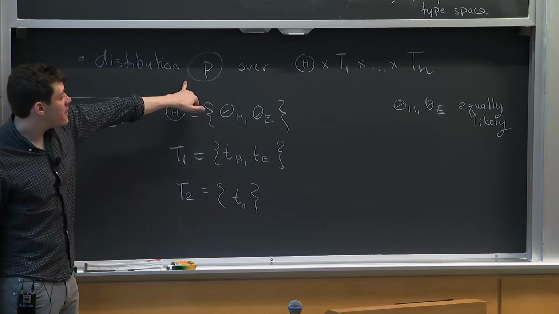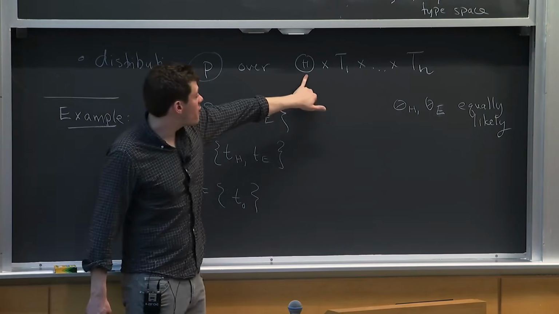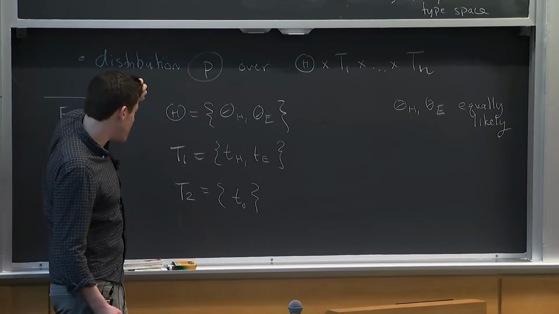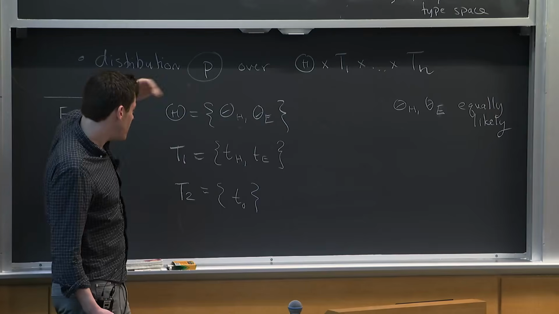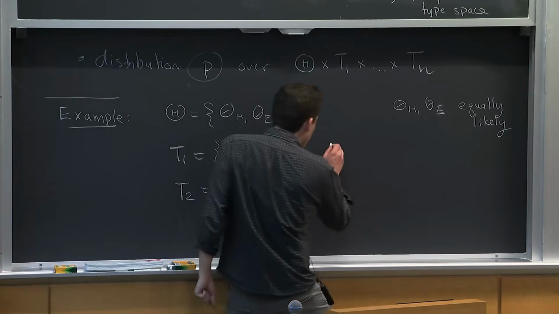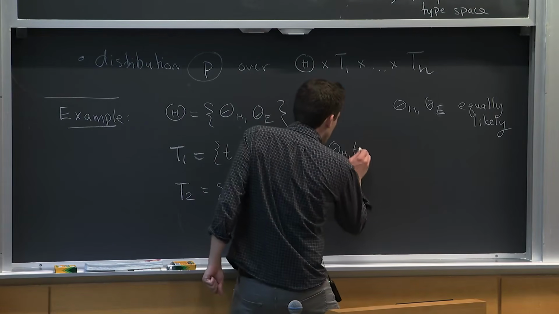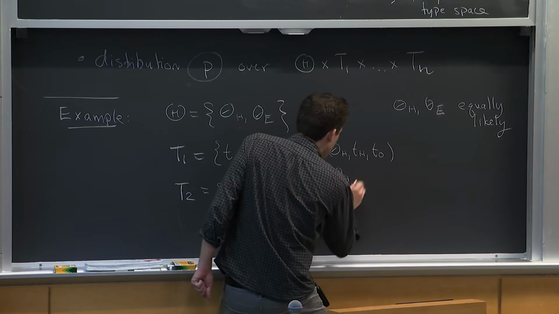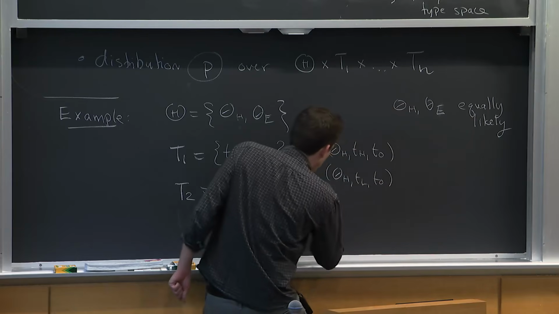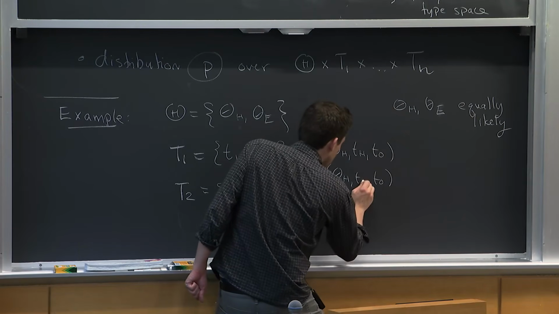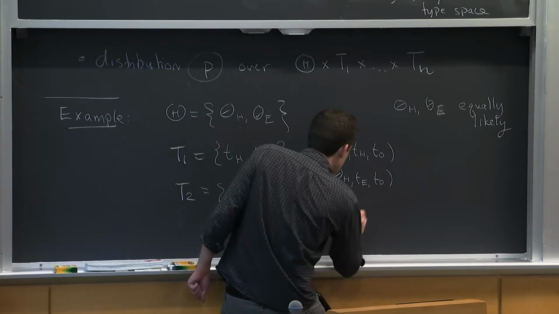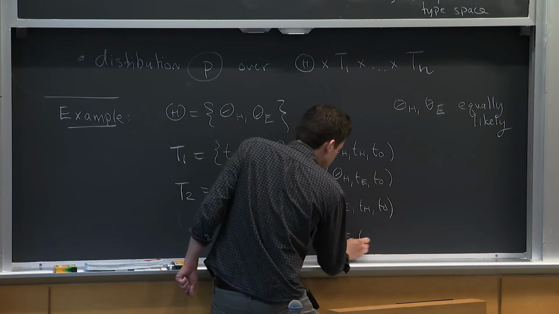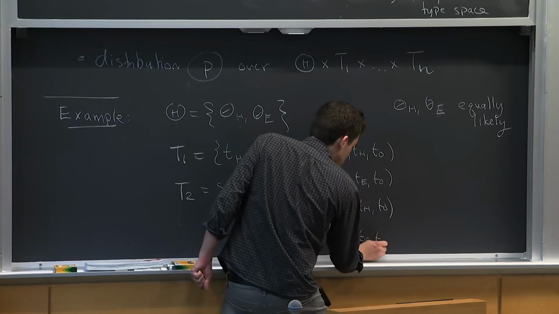So this distribution P is going to be a distribution over theta cross T1 cross T2. So what we need to specify is 4 different probabilities, right? So we need to say, what's the probability of theta H, TH, T0, theta H, TE, T0, theta E, TH, T0, and theta E, TE, T0.